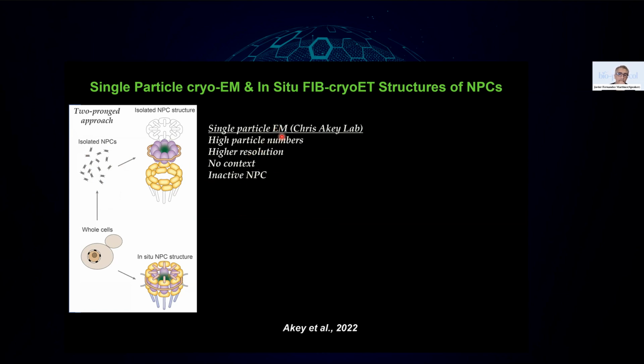This single particle map is going to have several advantages, because with the isolated NPCs we can get really high particle numbers that will allow us to get really high resolution in many parts, the most conserved parts of the NPC. However, it has some drawbacks. Obviously, these NPCs have been isolated, extracted from the cell, so you lose their native context, and we are probably looking at the structure of an inactive NPC, one that is not actively transporting. We think they are competent, but they are not actively transporting stuff.